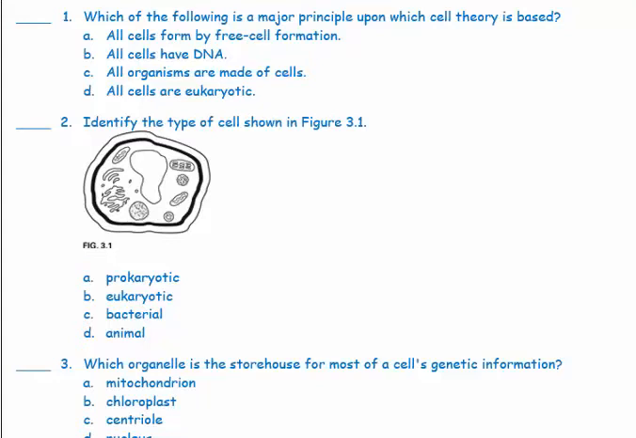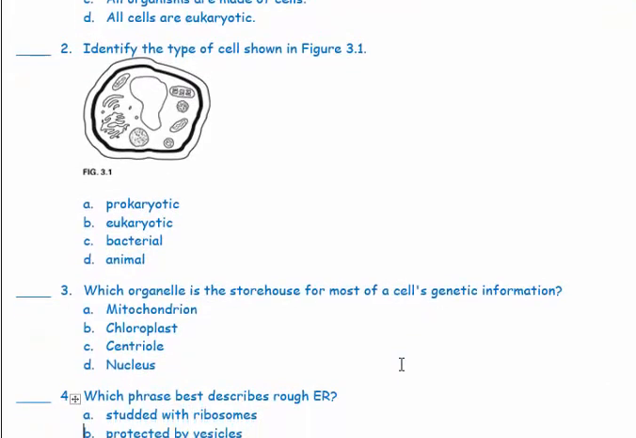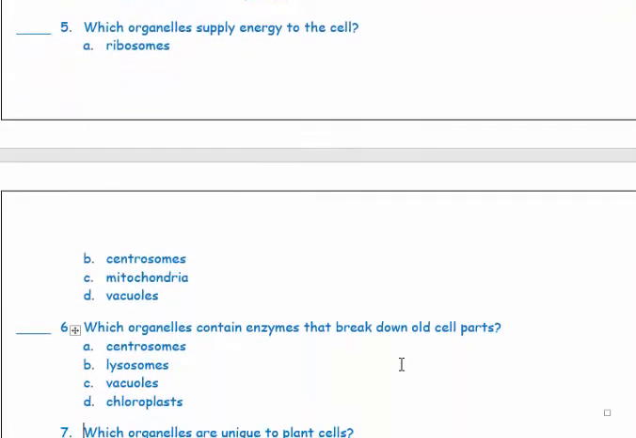Number 3, which organelle is the storehouse of most of a cell's genetic information? We said that the nucleus is present in the center of the cell and it contains the DNA, and the DNA carries the genetic information of the cell. So what is the organelle that's carrying that cell's genetic information? It is the nucleus. So 3D. Number 4.